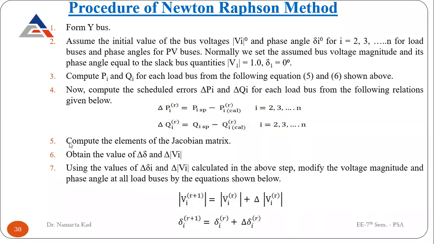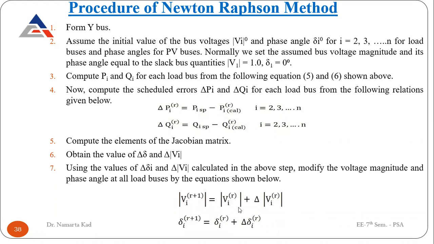In the next step, number 5, compute the elements of the Jacobian matrix after calculation of the real and reactive powers, and then obtain the change in the delta values and the change in the voltage values, calculated for the ith bus, that is from number 2 to number n. Then in the next step, using these changes in delta and voltage calculated in the above step, modify the voltage magnitude and phase angle at all the buses by the equations shown below.